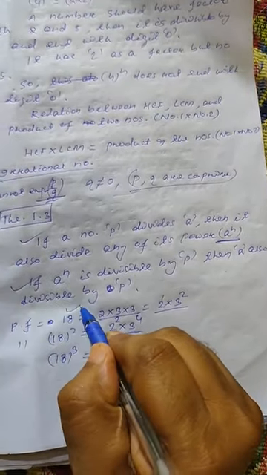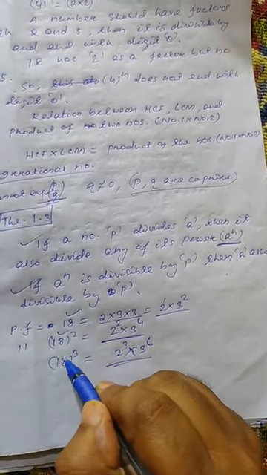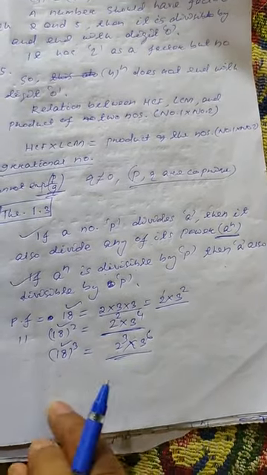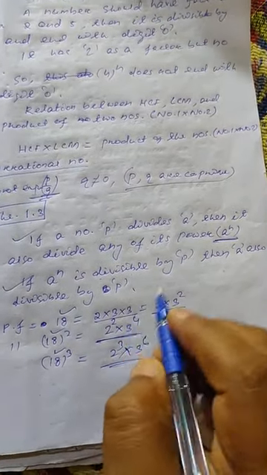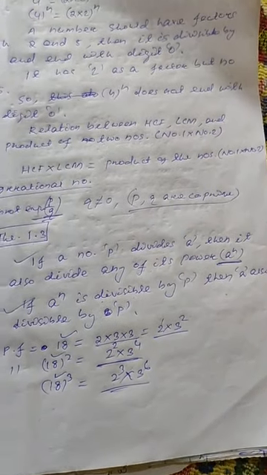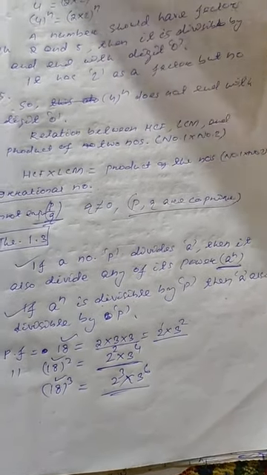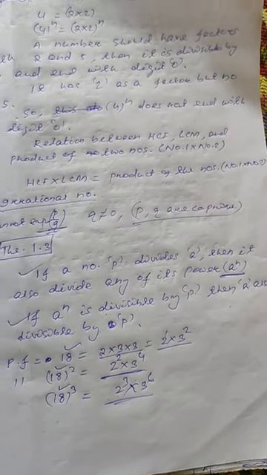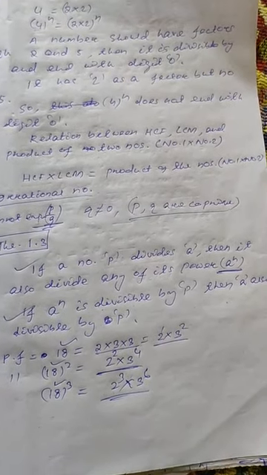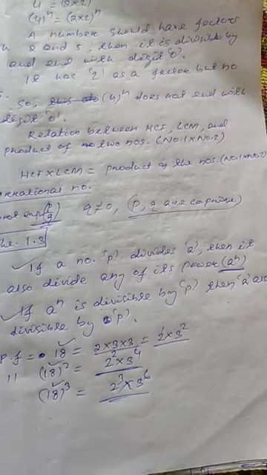But if we take 18, then 18 squared, then 18 cubed, then 18 to the power 4, then 18 to the power n, they also have the same prime numbers. I'm not saying anything about their powers. They are formed by the product of the same prime numbers. They may be repeated again and again.